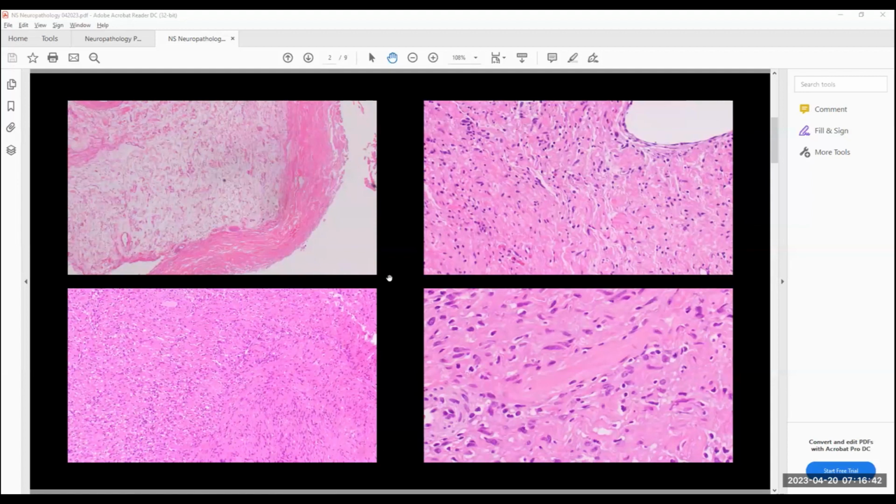So this is a peripheral nerve sheath tumor, benign. You can see in this picture that there's a very thick capsule, which is typically present in schwannomas, and you can see some hypocellular tumor parenchyma.